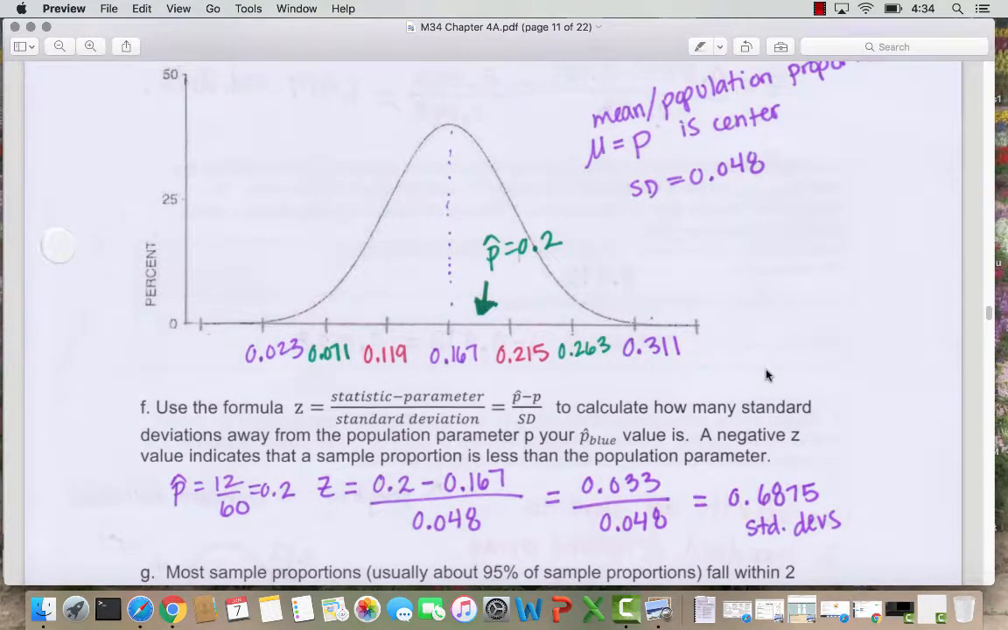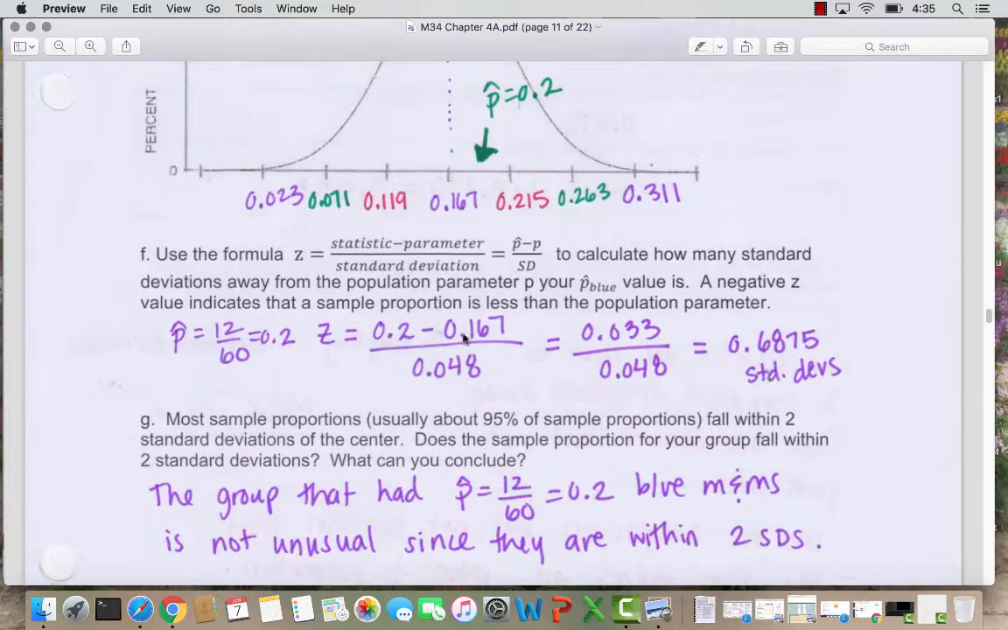So using this p hat 0.2 that came from a group in my class last semester, we can calculate exactly how many standard deviations that is. So our Z formula here, in the numerator, we're going to say statistic minus parameter. In this case, the statistic is the p hat, the sample proportion, minus our population value, divided by the standard deviation that we calculated up above.